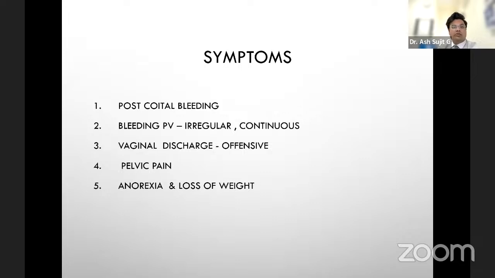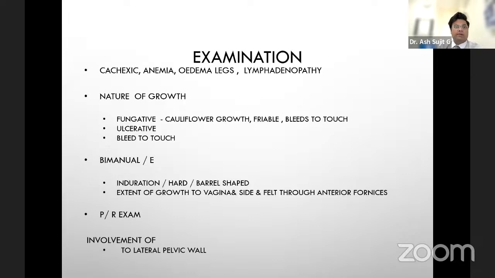The symptoms can include postcoital bleeding or bleeding per vaginum, which is irregular or continuous. You might have vaginal discharge, which is offensive, foul smelling, with a fishy odor. You might have pelvic pain, or most of the times there are no symptoms at all, and you can directly detect whether the patient is anorexic or the kidneys stop producing urine. That is eventually the end stage of cervical cancers.